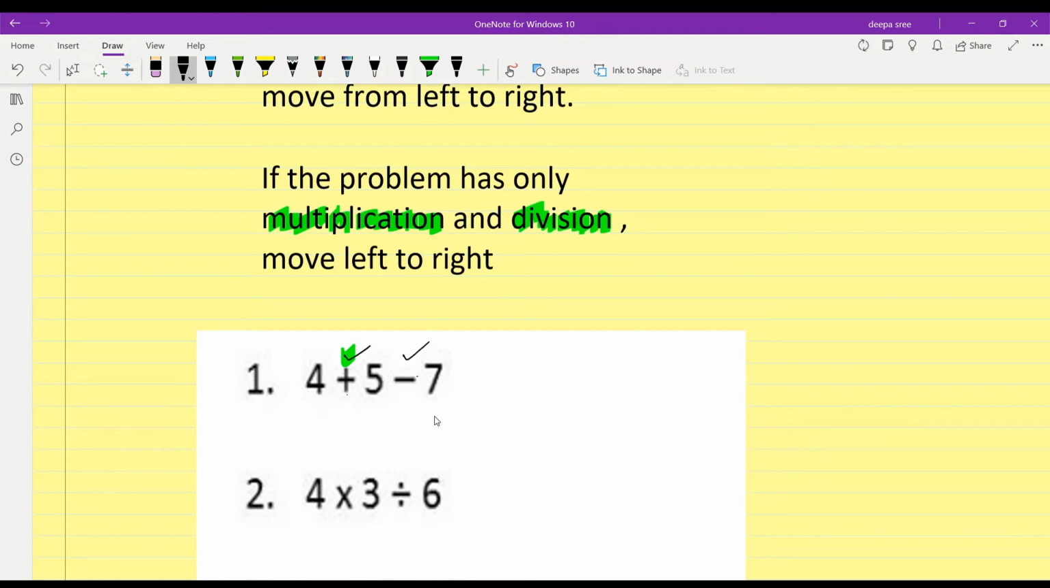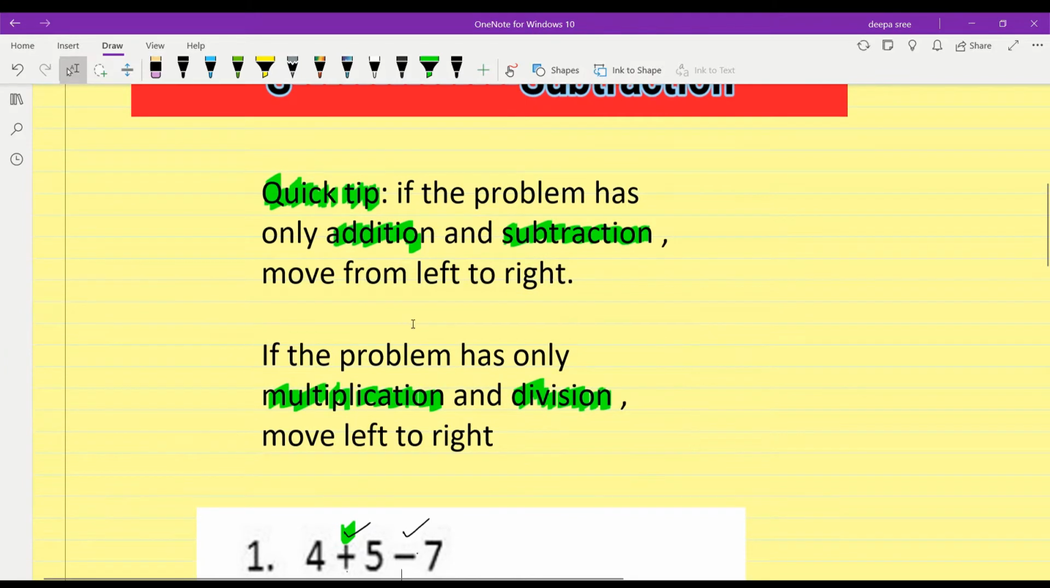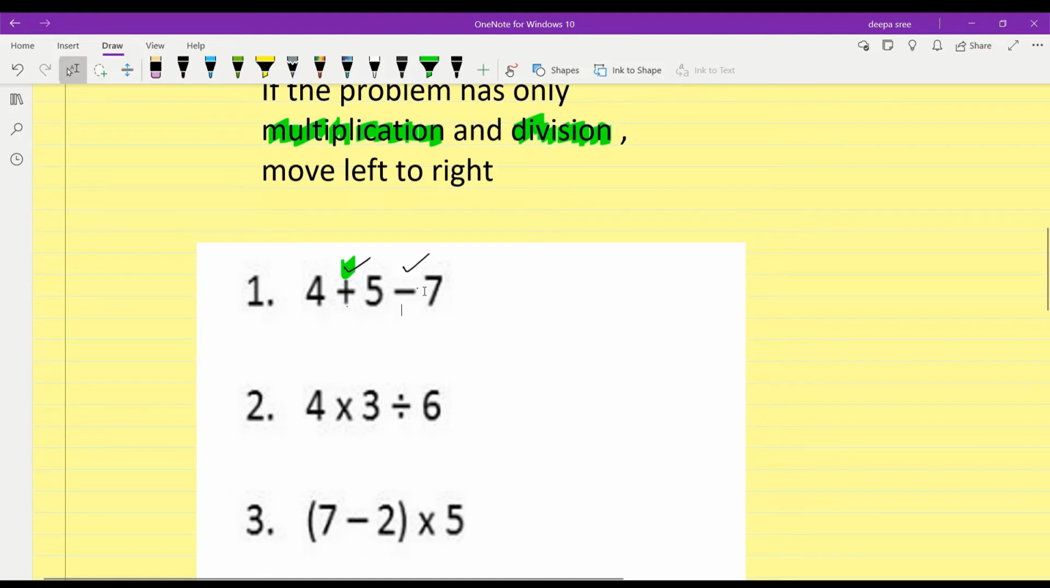So what is the rule I told you? If the problem has only addition and subtraction, move from left to right. So we can simplify from left to right. First you have to add 4 plus 5. When you add 4 plus 5, we will get 9. Then 9 minus 7 is equal to 2. So step 1 is to identify which two operations are present, whether addition and subtraction or multiplication and division. According to that you have to follow the rule.